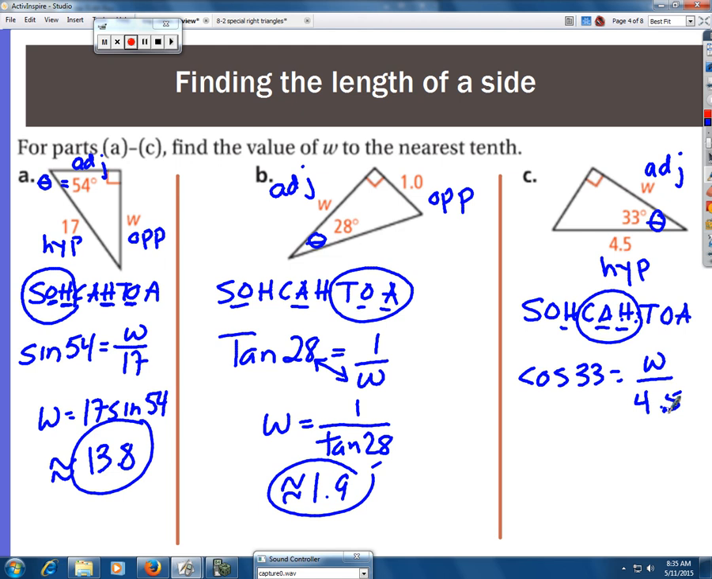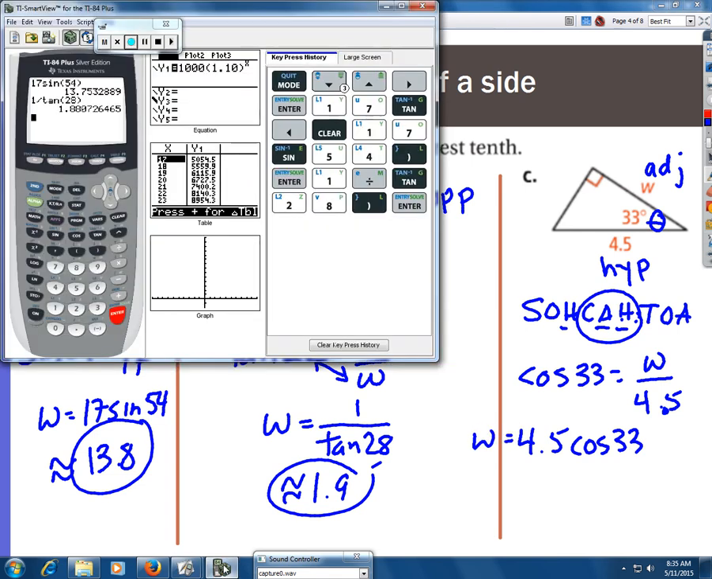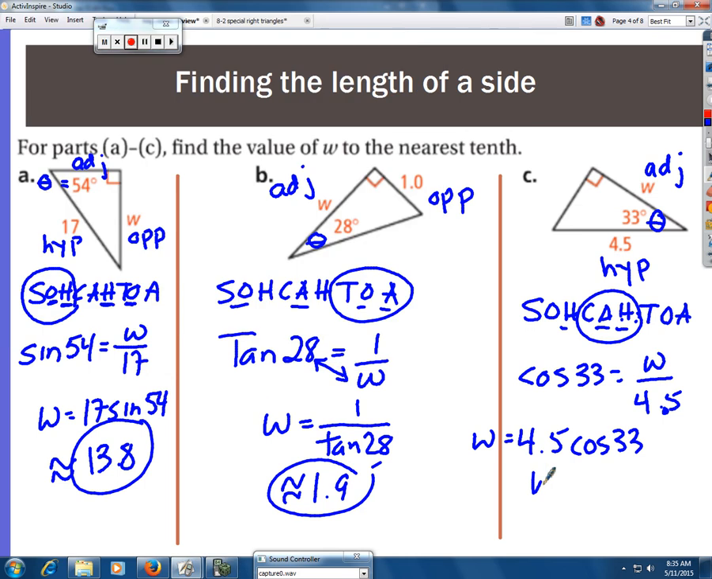Now when you have the number in the bottom, you always multiply it by whatever your trig function is. So I got 4.5 cosine 33. So what I'll put in is 4.5 cosine 33, and w equals approximately 3.8.